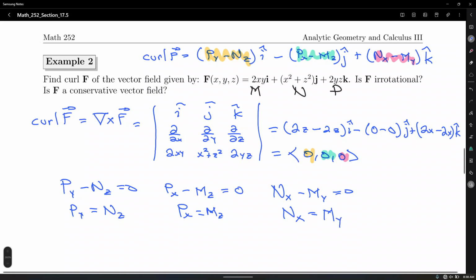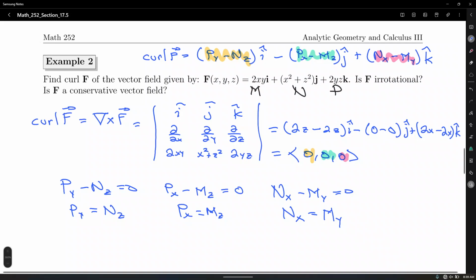Does that remind you of anything? It's conservative. But what are these equations? It's not the divergence, but yeah, it has to do with conservative, yes, and it's right here. Aren't those the conditions to check that a vector field is conservative?